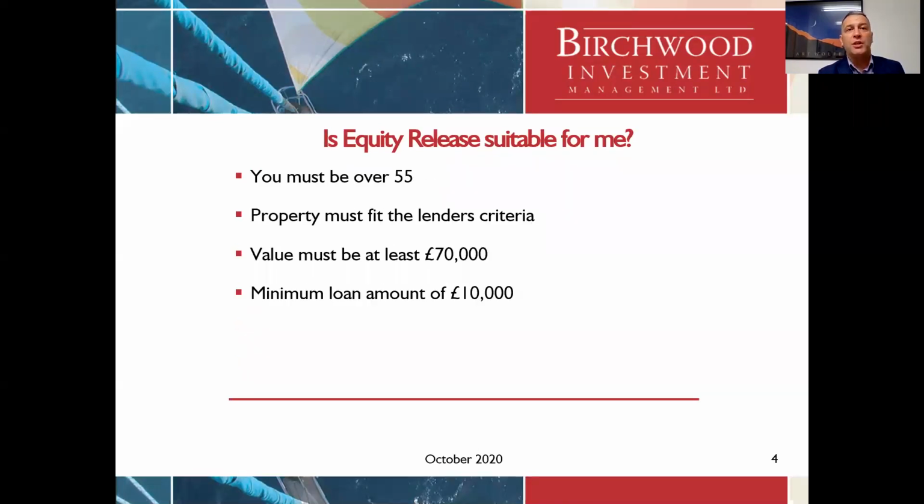So, is equity release suitable for me? Well, simply, if you are over the age of 55 and own your own home, equity release is available for you to consider. For jointly owned properties, the youngest person on the deeds must be age 55 or over, be a UK resident, and the property must be your principal residence and fit the lender's criteria. Houses, flats, maisonettes, they're all considered, and the minimum loan amount is just £10,000.